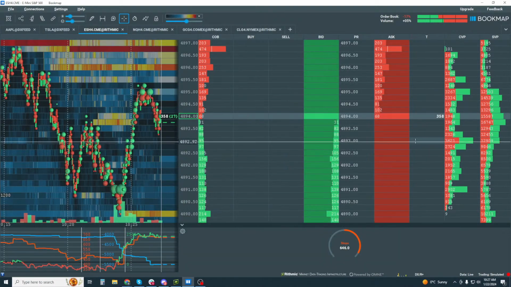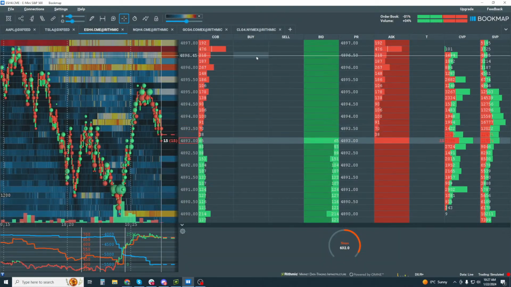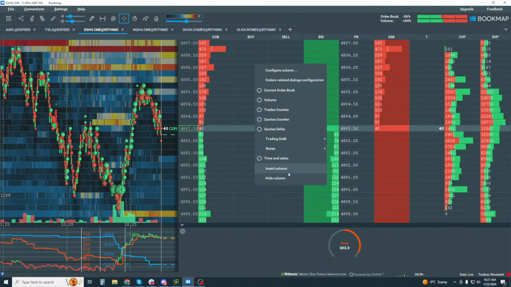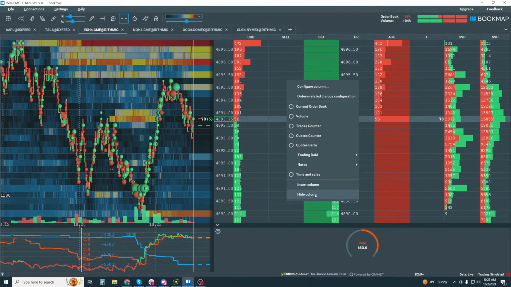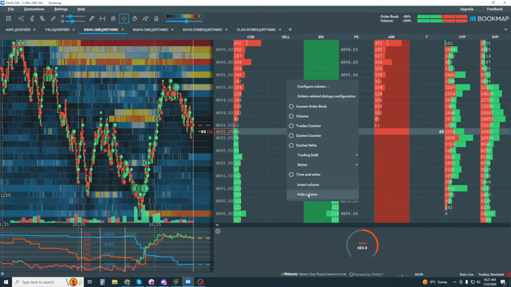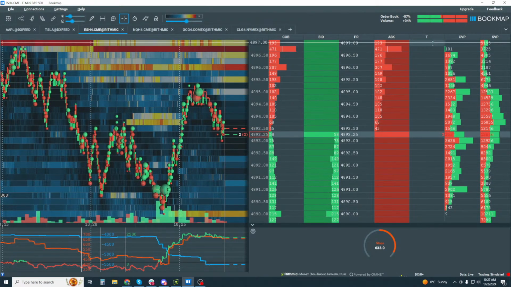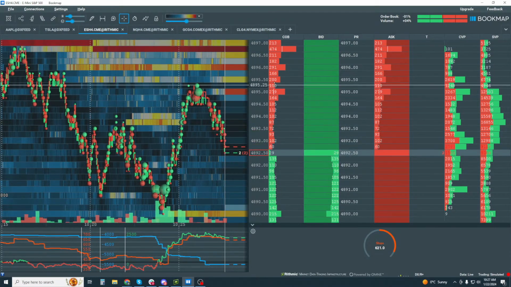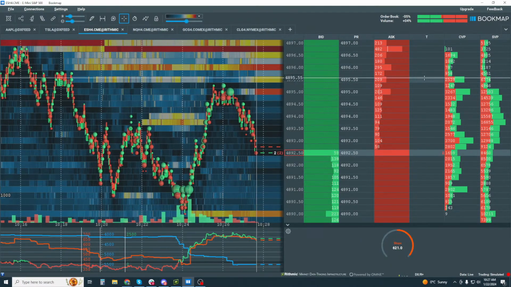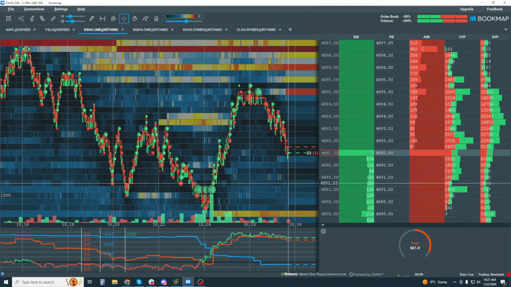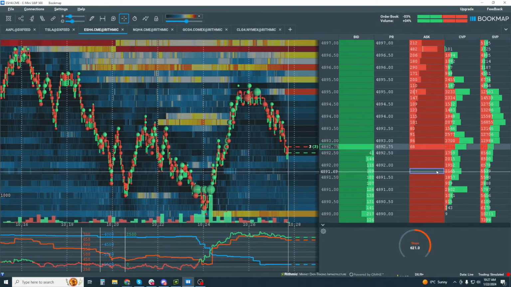I'm going to change this to the default here, and we'll get rid of the buy and the sell here. You trade from these areas in here, or manage your trades in here. This one as well, and I'm going to get rid of this one. All right, so now we have the DOM here.